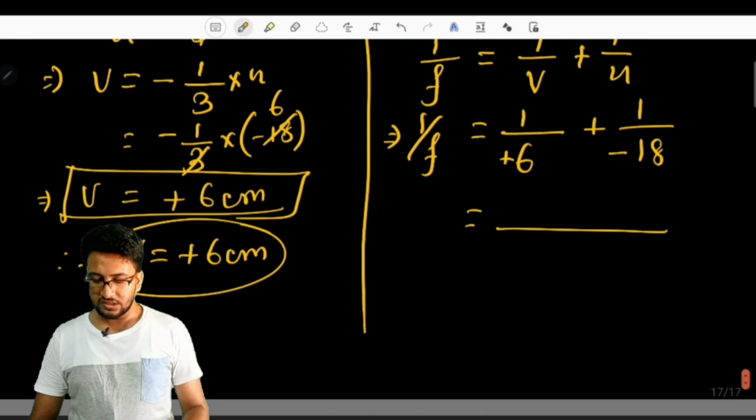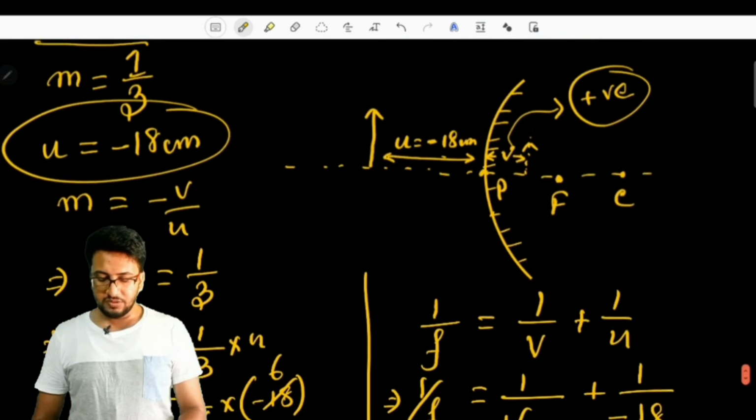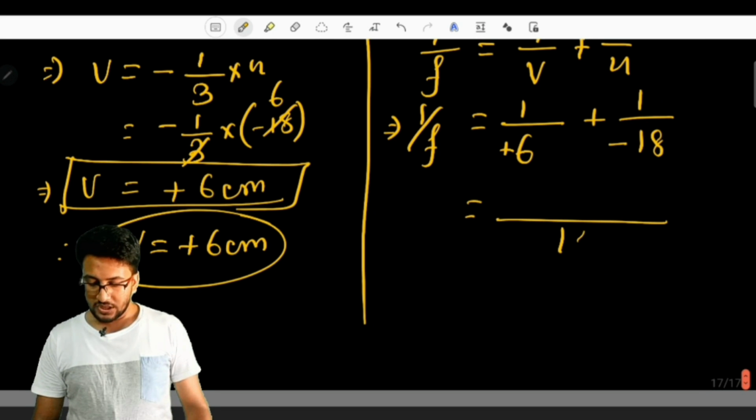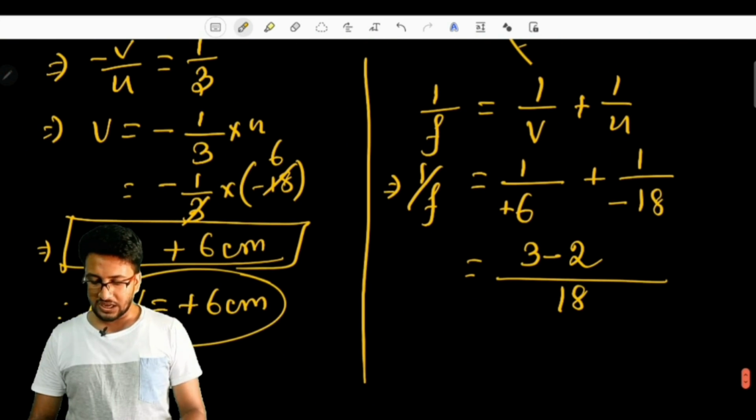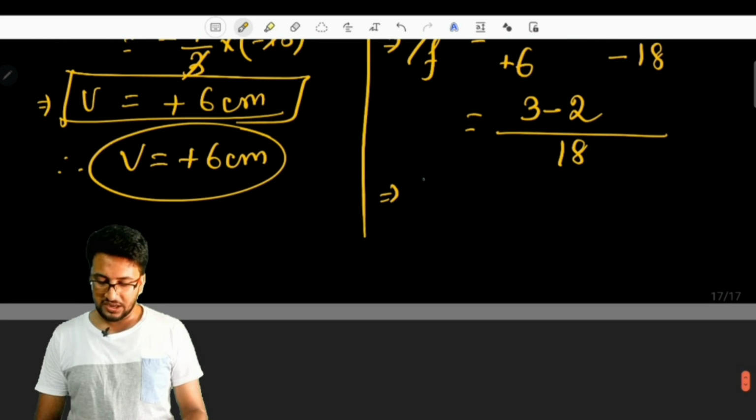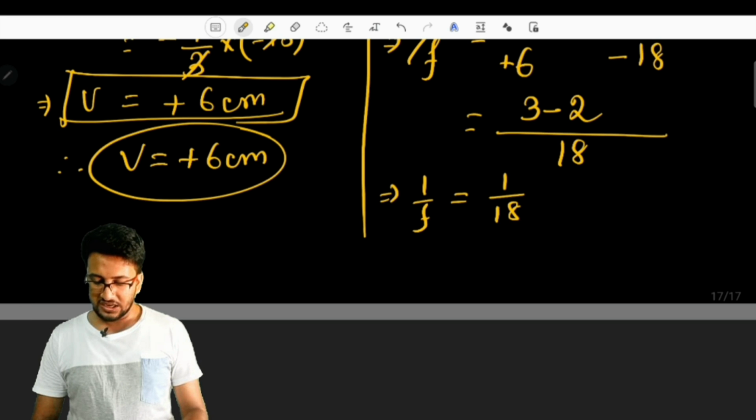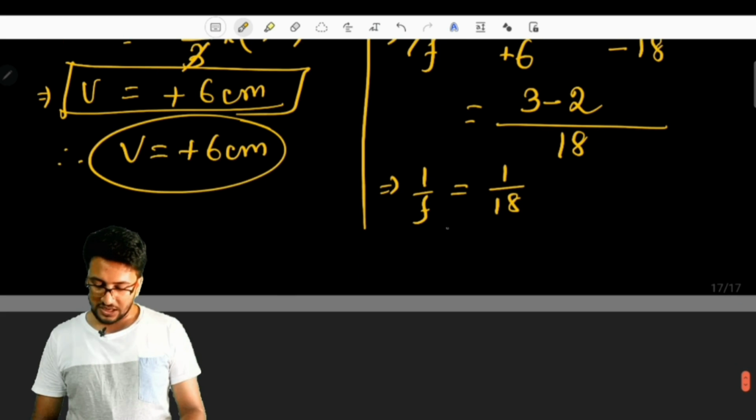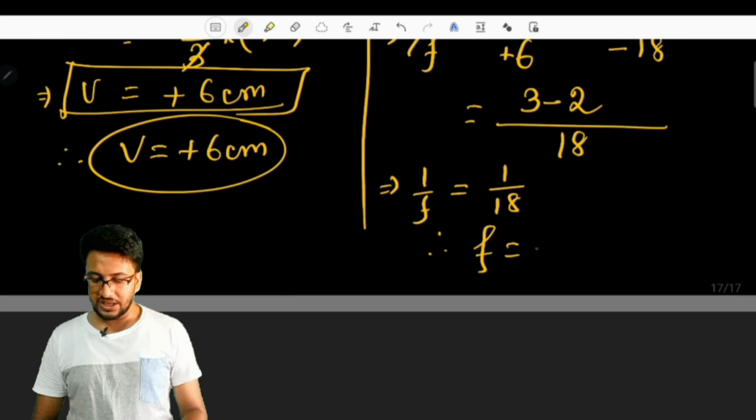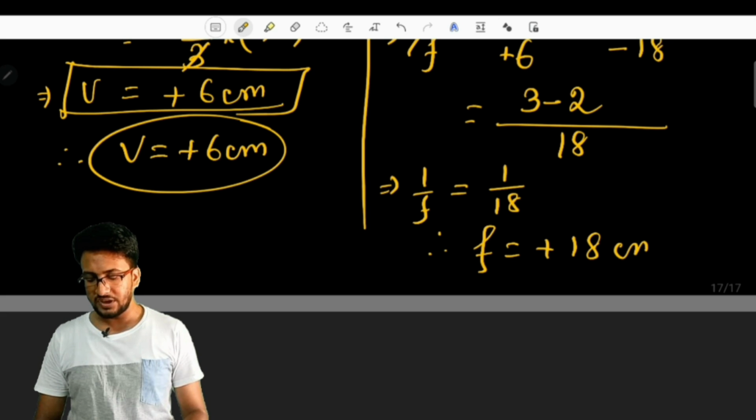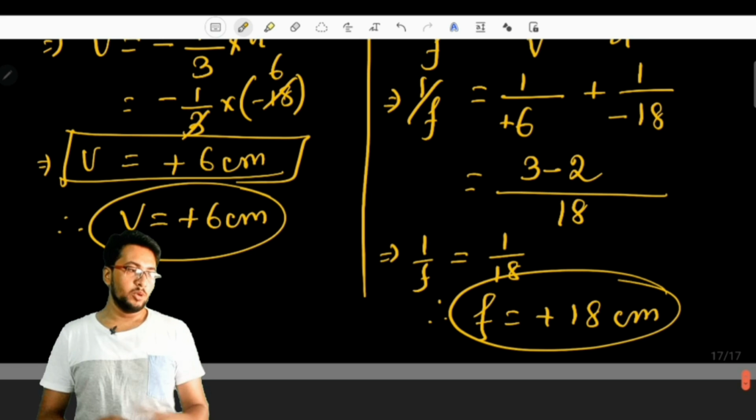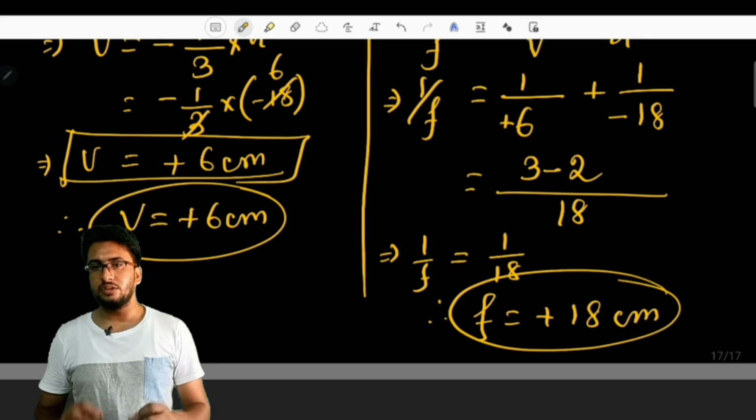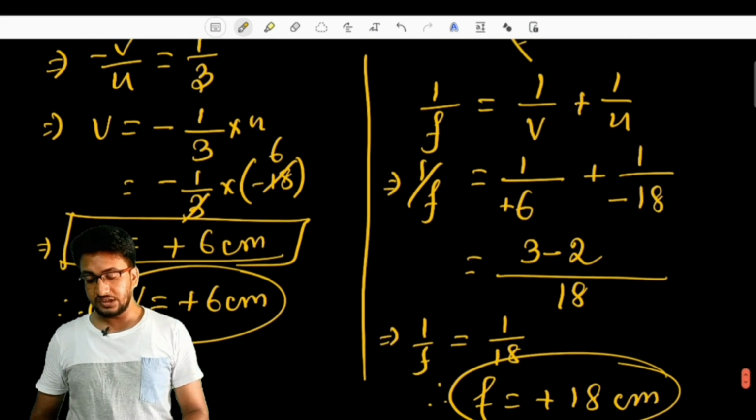So 18 here, that will be 3, and minus will be sustained, and then 2 will come. As a result, what we are getting here is 1 by f finally as 1 by 18, and that's why f, that is the focal length, will be plus 18 centimeter that we have got here. And here the focal length is automatically coming with its sign convention.